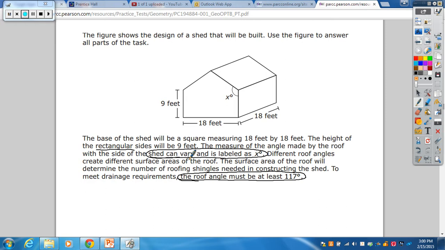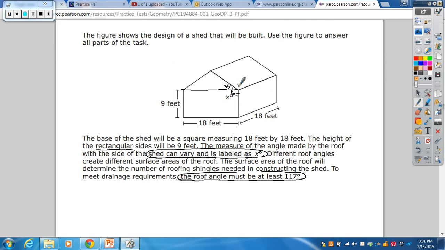It says, the builder of the shed is considering using an angle that measures 125 degrees. Determine the surface area of the roof if the 125 degree angle is used. Explain your process, enter your answer, and your work or explanation in the space provided. All right, now I'm going to go back to the fact that we have rectangular sides. What that means here is we're going to cut this off, and that means that this is a 90-degree angle. The reason that's important is because this angle X is 125, so I'm going to take 125 from 90 and I'm going to get 35 degrees. The 35-degree angle right there.